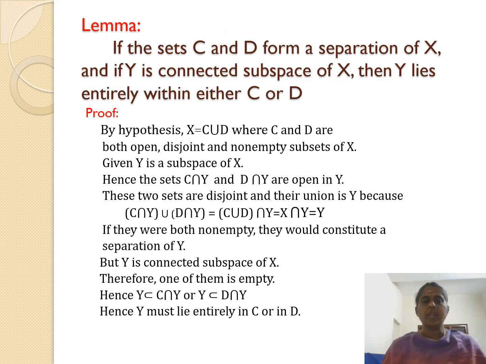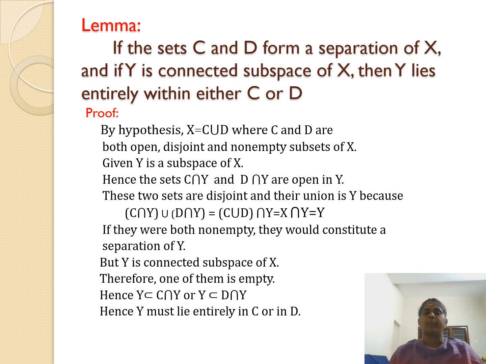Next we are going to see a lemma. The statement is: if the sets C and D form a separation of X, and if Y is a connected subspace of X, then Y lies entirely within either C or D. We are given X is the union of two disjoint non-empty open sets C and D, because X is separated. Let Y be a subspace of X.